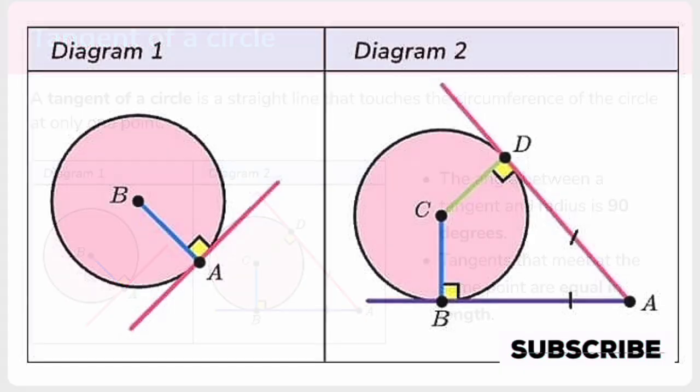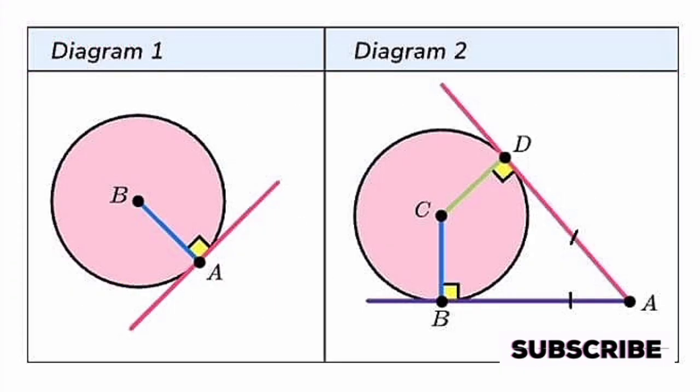Okay? Now I want you to still consider diagram 2. Look at it and pay attention. You have two tangents that meet the circle at two different points, B and D, and then the two tangents intersect at point A. Now, if we draw a chord, a straight line, to link D and B, then AB and AD will be of the same length.